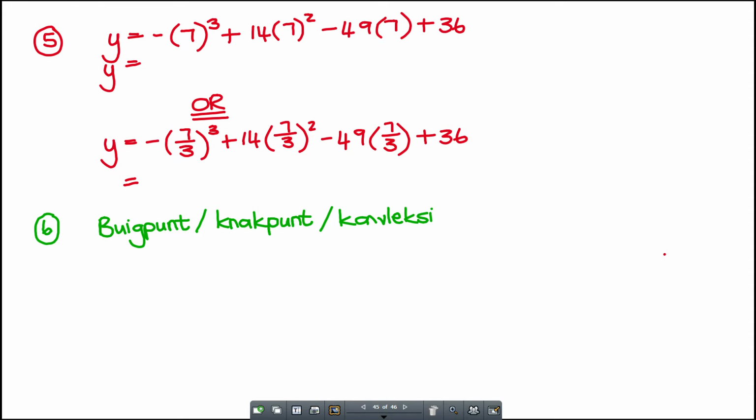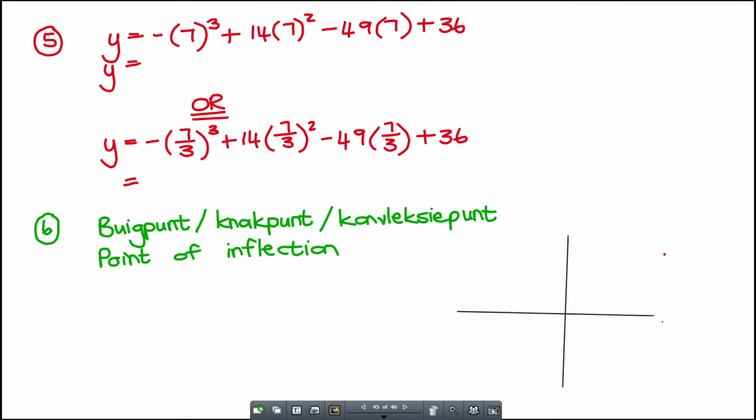The English people, you luckily only have one word, and that is the point of inflection. Okay. Flexion. Point of inflection. Okay, now, what does it mean when we talk about point of inflection?